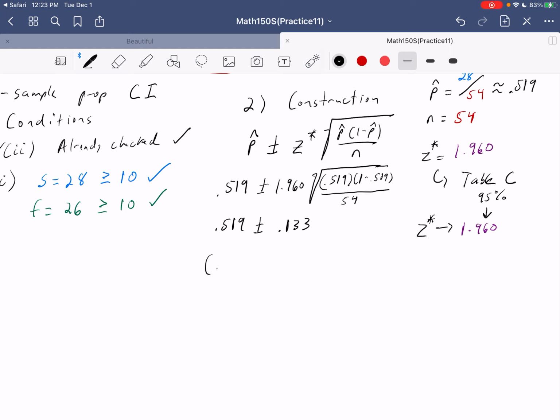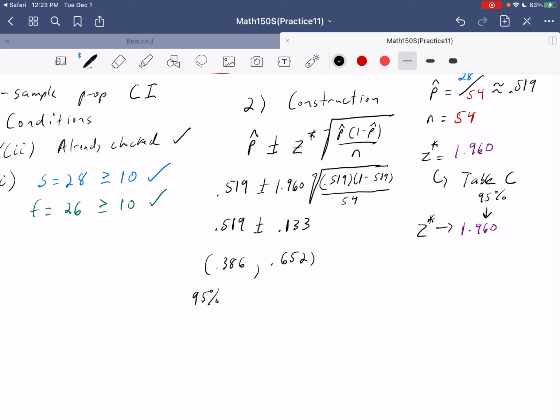And we would get 0.386, comma, and then 0.519 plus 0.133, and that would be 0.652. So let's write our interpretation. Remember, for interpreting confidence intervals, we always go ahead and start with the confidence level.